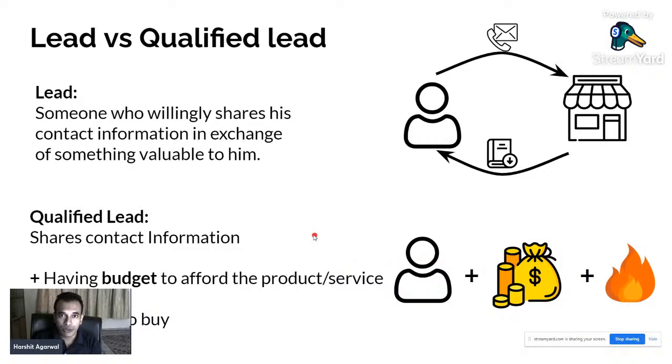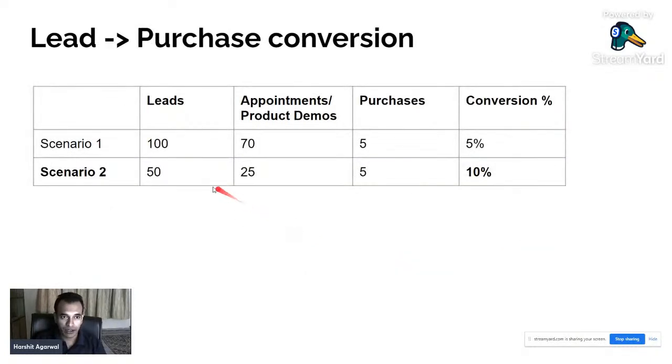So let's look at two different scenarios. In the first scenario, the business generates 100 leads, and then they book appointments, or it could be a product demo, with 70 of them, and only 5 people end up purchasing the product or the service. So the conversion is just 5%. So the business spent a lot of time and resources in doing these product demos, in talking to these people, but only 5 of them bought.